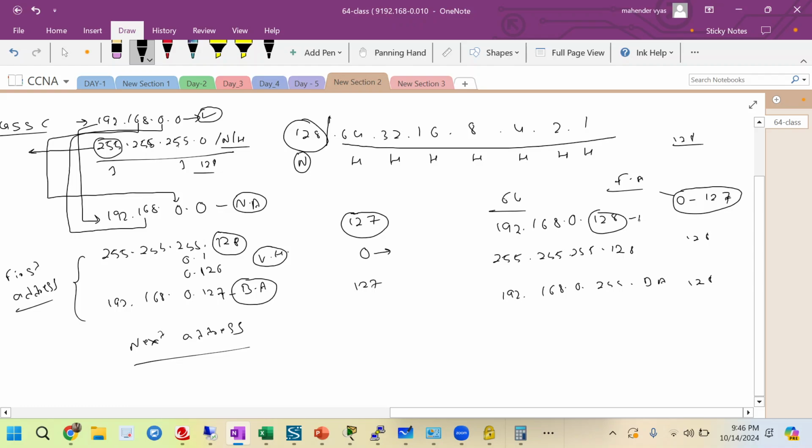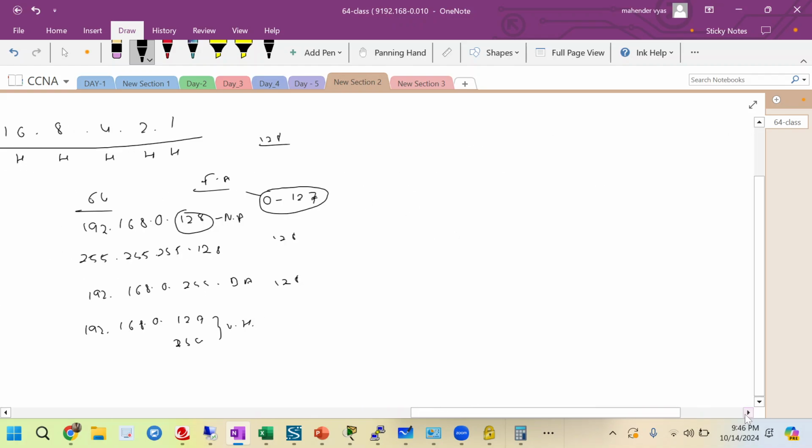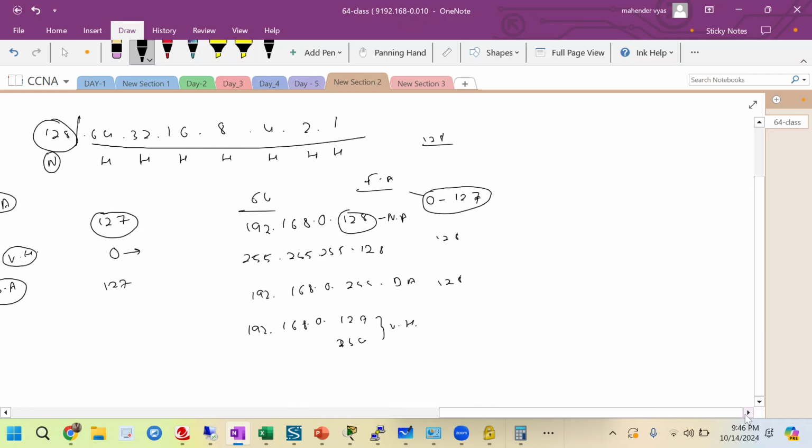This would be our network address, and the valid hosts in this second subnet would be 192.168.0.129 to 254. This is our valid host range. Is it clear? After 128, we are now considering... One minute, I'll explain again. Hold on, I'll come back.